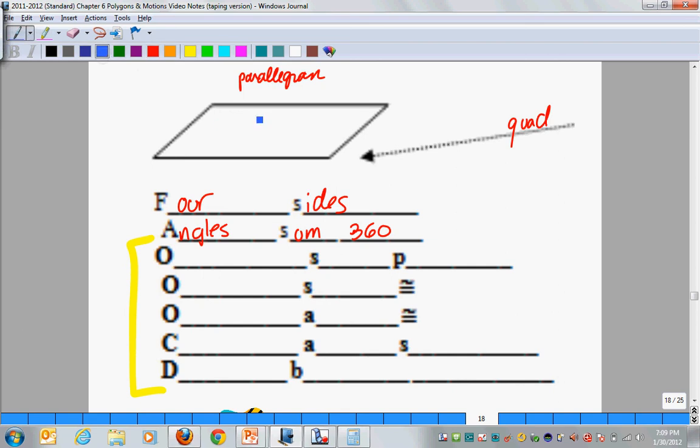1, opposite sides which are parallel. So that means opposite sides which are parallel. I'm going to put the little arrow feathers in there. Number 2, opposite sides are also congruent. So opposite sides have the same length.